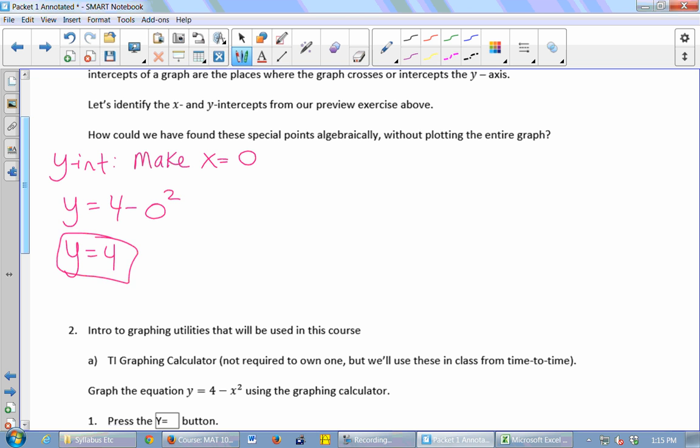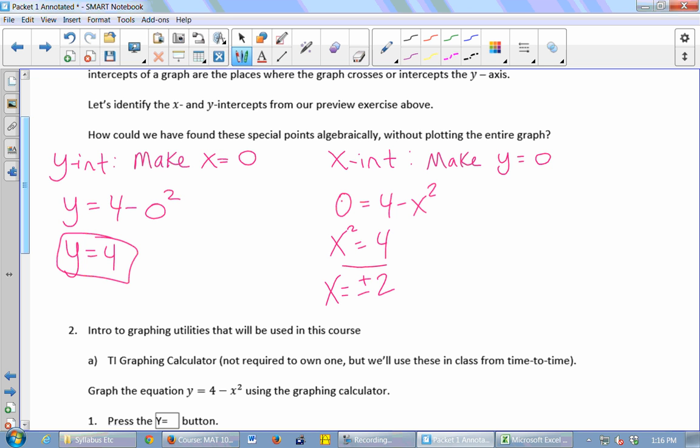There's our y-intercept. And then to find x-intercepts, anytime you're on the x-axis of a graph, the y-coordinate of that point is 0. Right? So if you're looking for an x-intercept, make y equal to 0 and solve for the x. So I'll have 0 equals 4 minus x squared, and you get x squared equals 4, which means x equals plus or minus 2. The two numbers that when you square them you get 4.